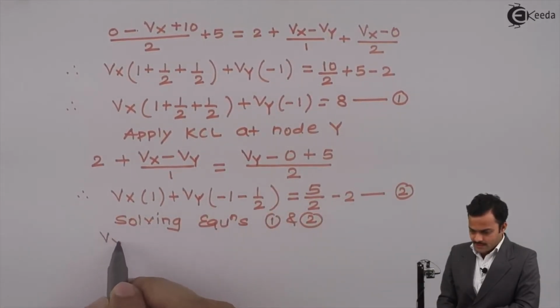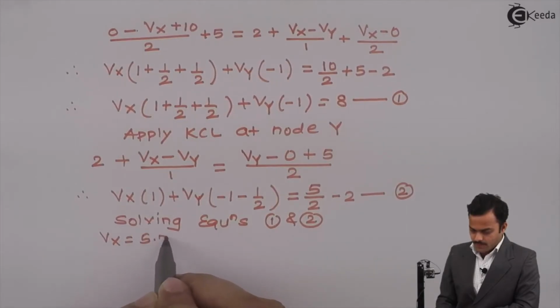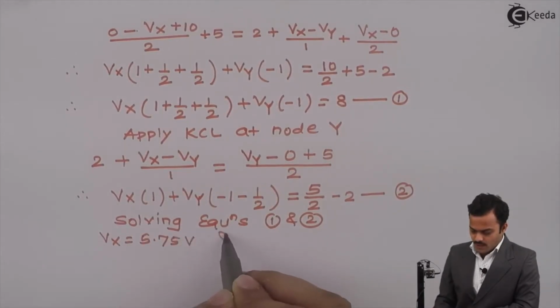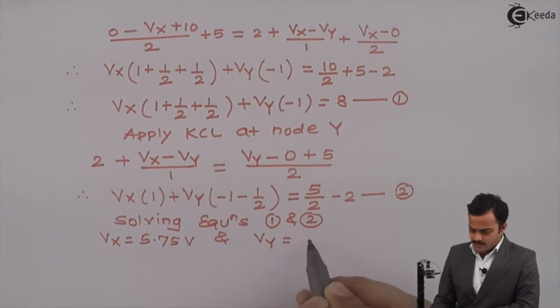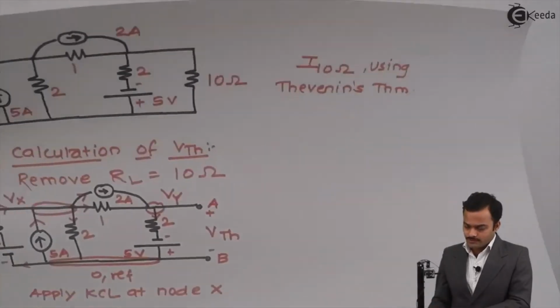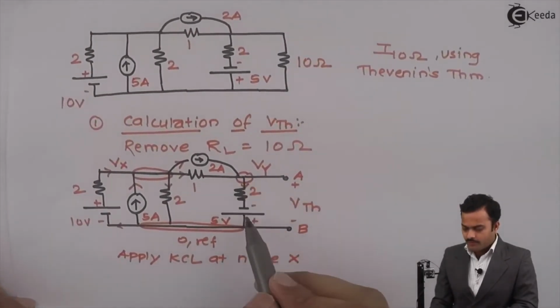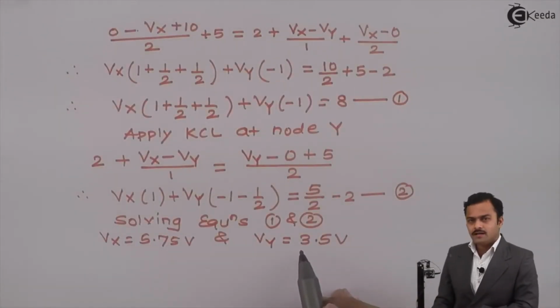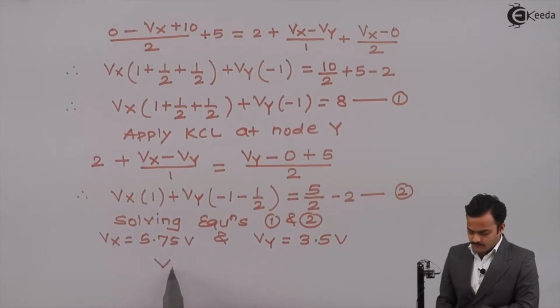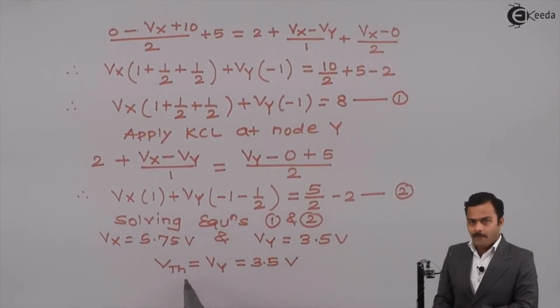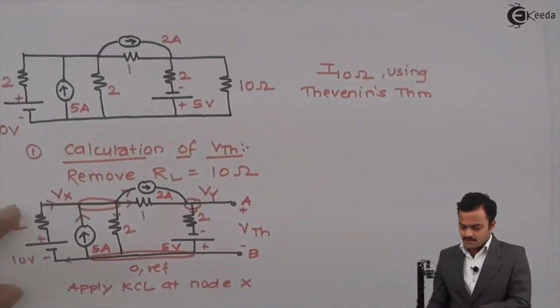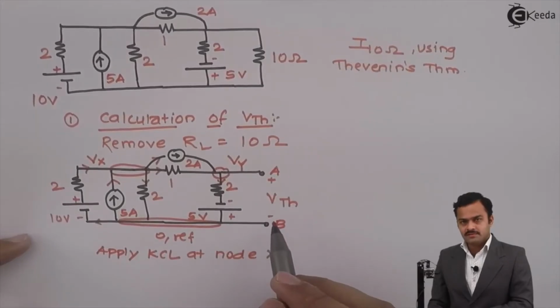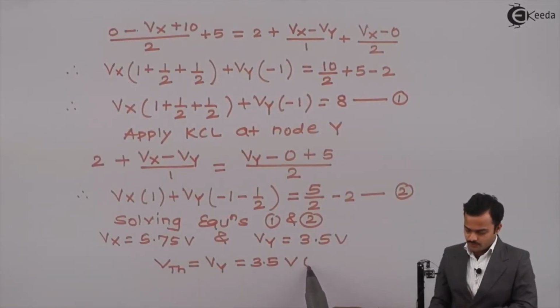I will get Vx as 5.75 volt and Vy as 3.5 volt. Remember, I told you, even if you are getting a Vy, that is nothing but VTH. So it's very simple. I got a Vy as 3.5 volt, which is nothing but VTH. I am getting a positive answer, means polarity that I have assumed is correct, A positive with respect to B.